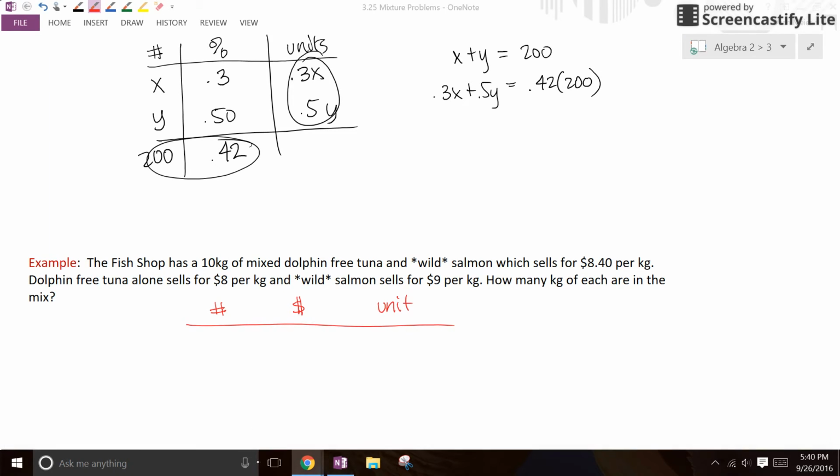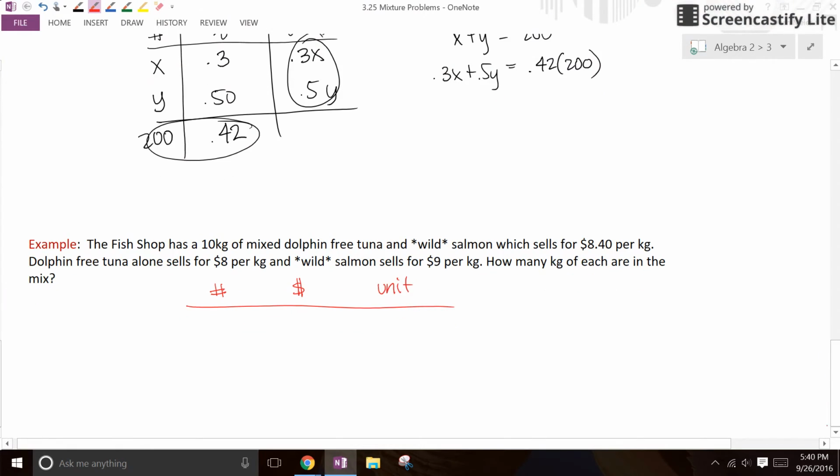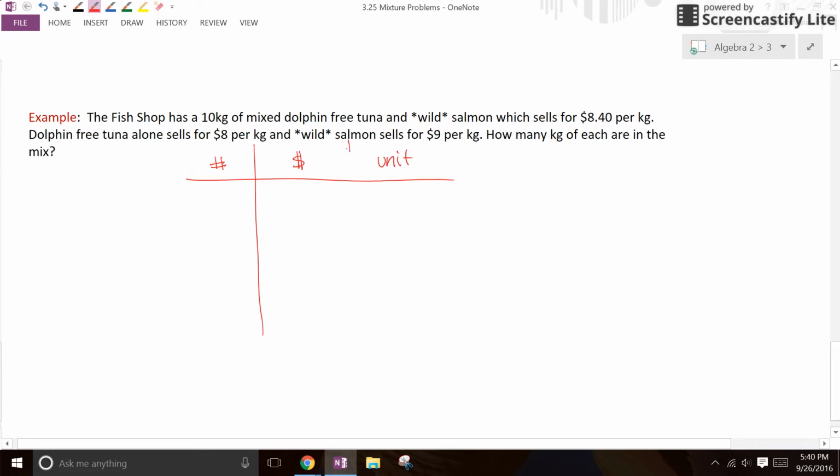And here's my table. And I wanted to scroll down a little bit. Got a little carried away. There you go. I don't know how much. Dolphin-free tuna sells for $8. And the wild salmon sells for $9. We know the total is 10 kilograms, and we know that it is $8.40. So again, we have an 8x problem, we have a 9y problem.